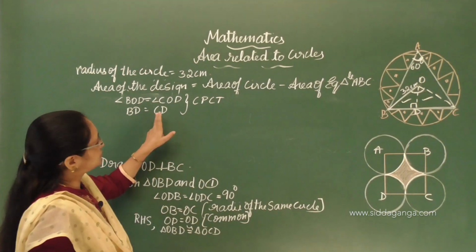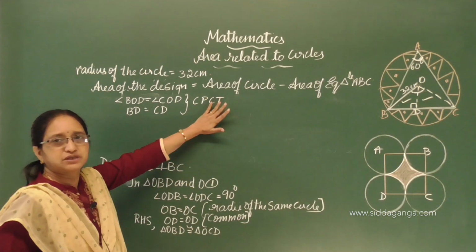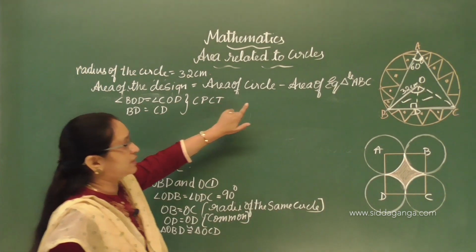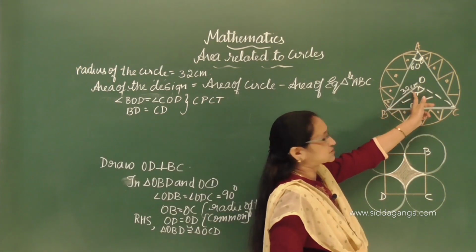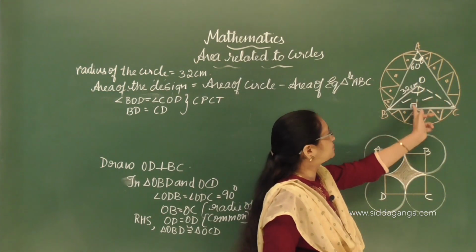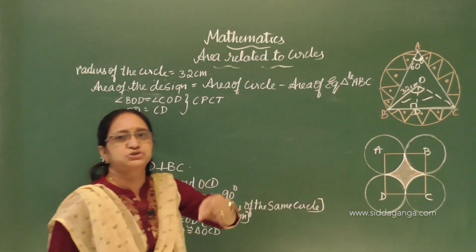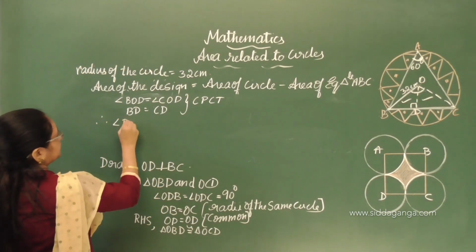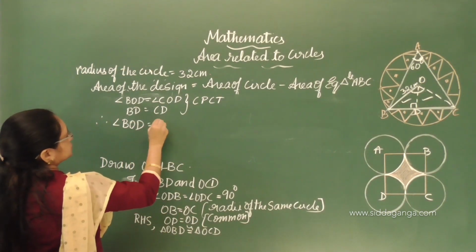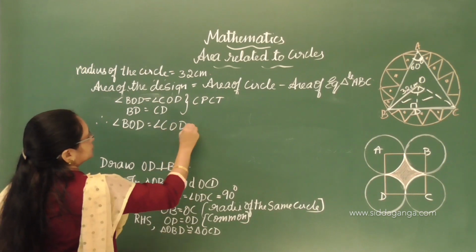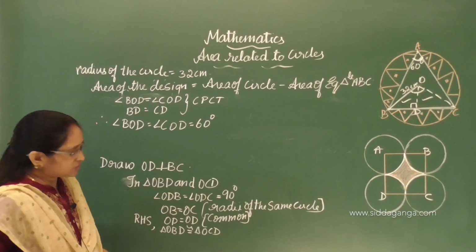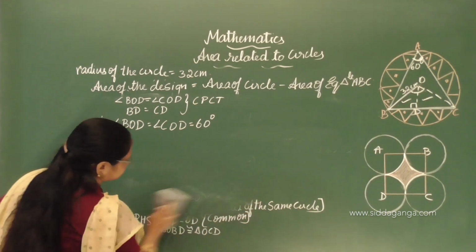Okay. Now these two triangles are congruent. We have proved that these two triangles are congruent. Why have we proved it? Because I want this as 60 degree and 60 degree, then only I can put the trigonometric ratios. Therefore angle BOD is equal to angle COD, which will be equal to 60 degree.